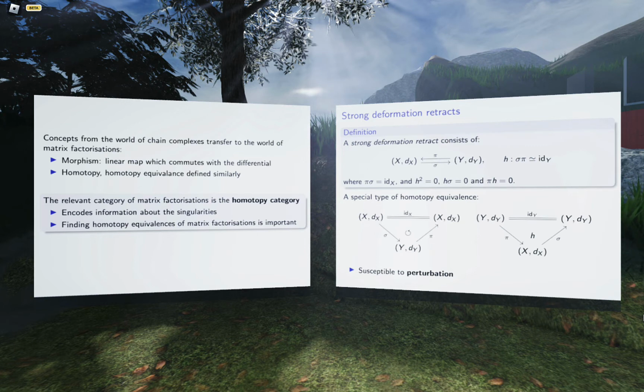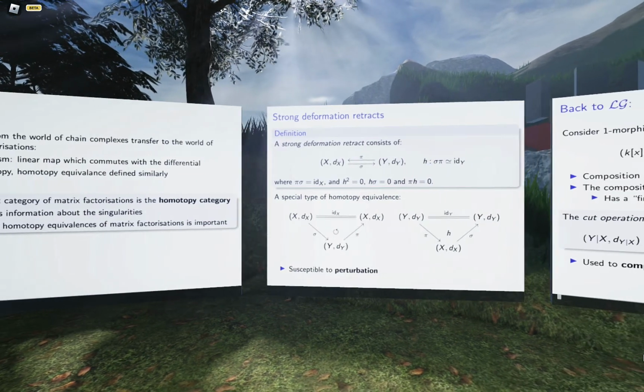Now, the point of homotopy equivalences, of strong deformation retracts, is that they are susceptible to this technique called perturbation, which is a technique from homological algebra. Now, I won't go into the details of perturbation, but what perturbation does is it lets us modify certain types of homotopy equivalences like strong deformation retracts. So that's why we're interested in this particular type of homotopy equivalence. Okay, let's get back to LG.